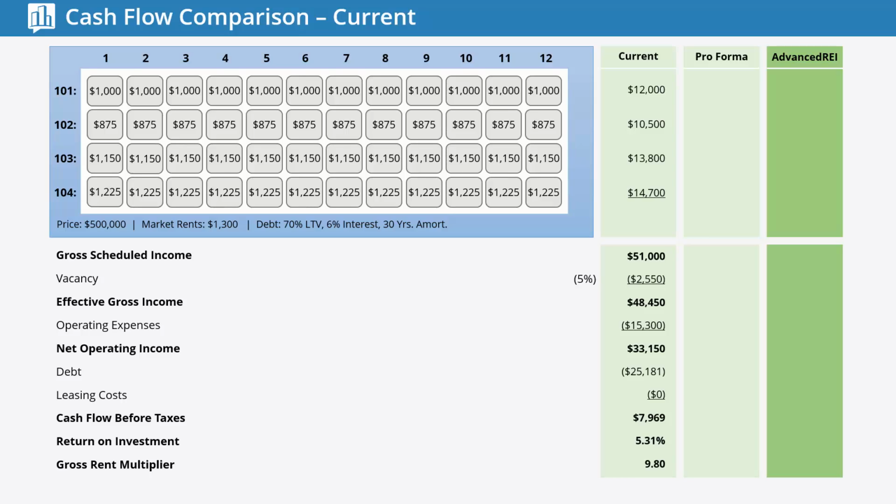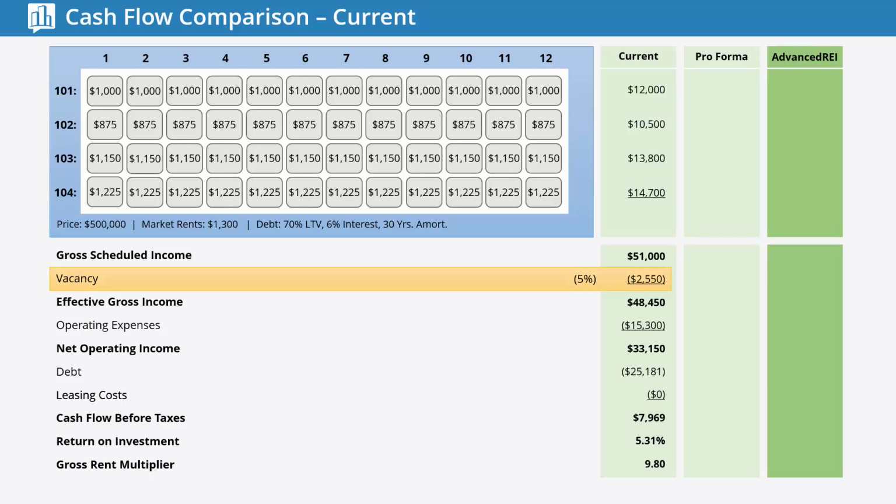But there's a problem with this statement. It isn't accurate. You see, the industry uses rough estimates instead of exact numbers. And these rough estimates underreport the property's income and undervalue the asset. Let me show you what I'm talking about.